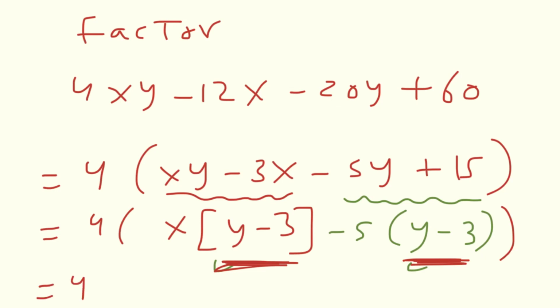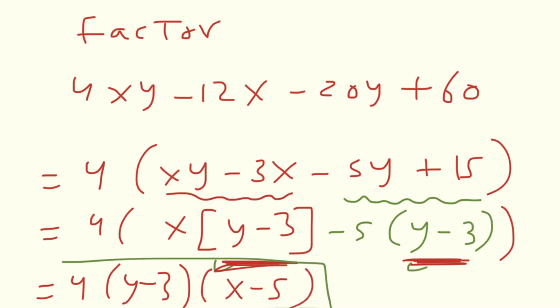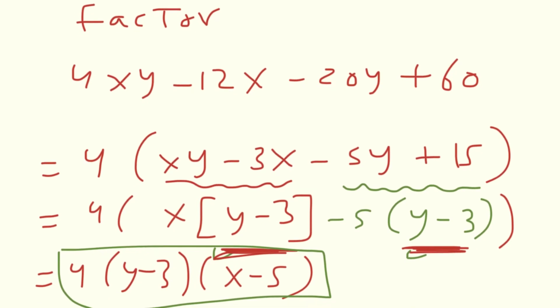So the answer will be 4, and then this y minus 3 comes out, and what remains from here is x. What remains from here is minus 5. So this will be x minus 5. This is the final answer. Okay, this is the final answer here. Any questions about that?